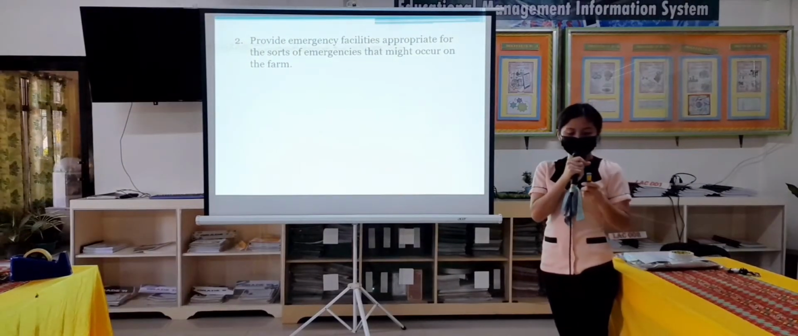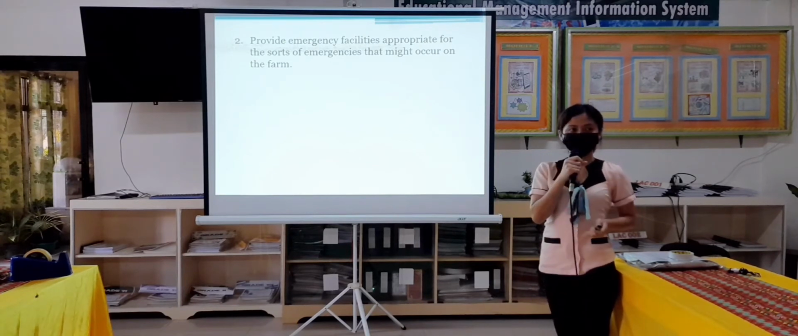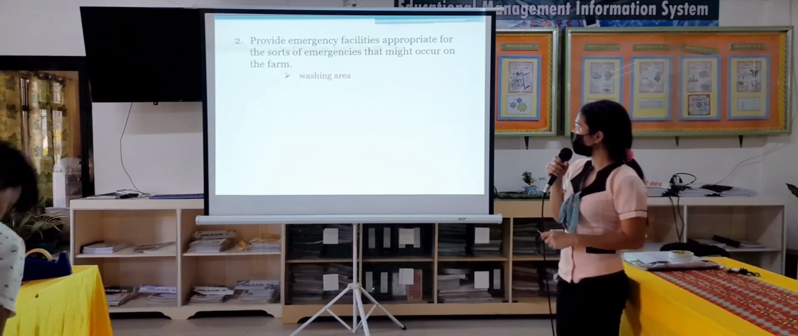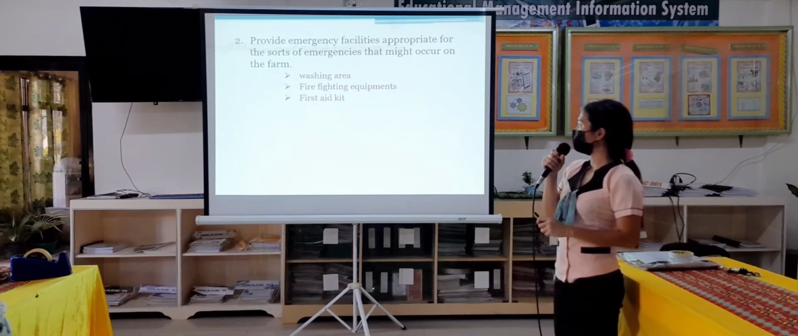So next is, Miss Nilmarie, can you read? Provide emergency facilities appropriate for the source of emergencies that might occur on the farm. Yes, thank you. So what emergency facilities must the workplace have? Yes, Miss Fatima. They should have facilities such as a washing area, firefighting equipment, and a first aid kit. Yes, very good, correct. Those are the washing area, firefighting equipment, and first aid kit.